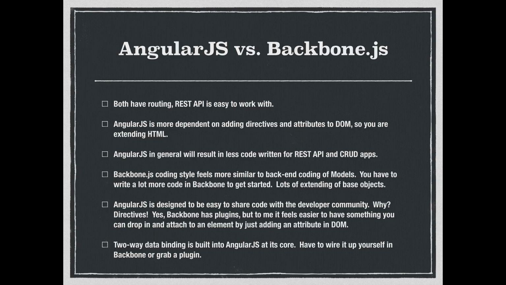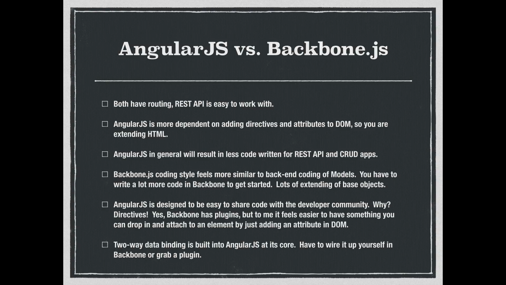So AngularJS is designed to be able to easily share code. Directives are awesome. Just share something, slap an attribute on something, and send it some configuration, and then it can work. Backbone has plugins, just like jQuery has plugins. But it seems really cool to be able to just pull something off of GitHub, toss a directive on, put some configuration in your scope, and it's working like a charm. It just operates off your existing models.